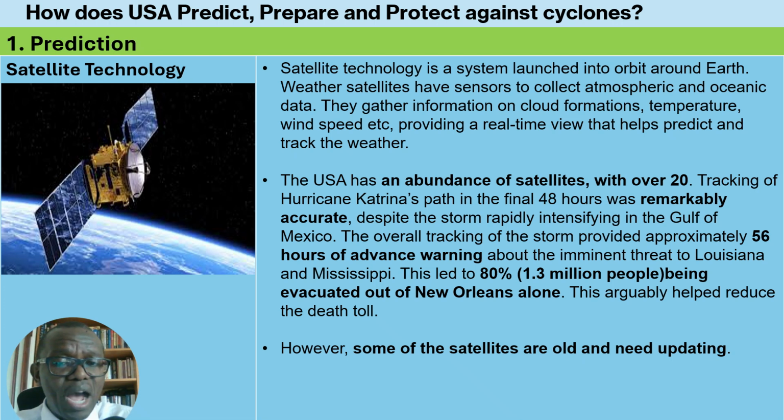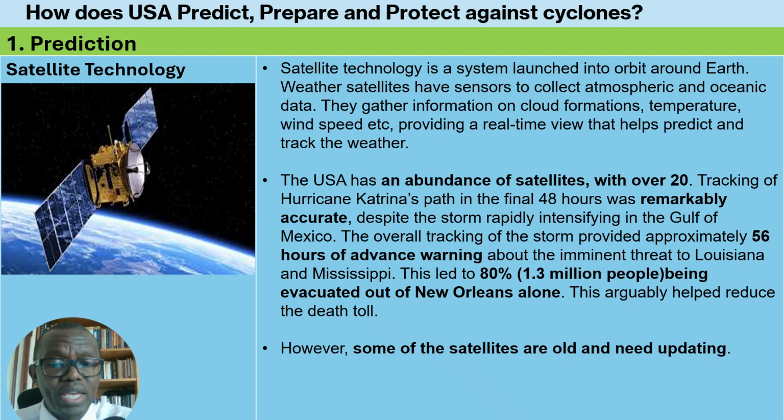Now that is how satellites are the way in which information is gathered to be able to come up with that cyclone track map. Now the USA, being a rich country, has an abundance of satellites. So they have over 20 satellites. And tracking of Hurricane Katrina's path in the final 48 hours was remarkably accurate, despite the storm rapidly intensifying in the Gulf of Mexico, as we had mentioned before. So they were fairly accurate in their tracking.